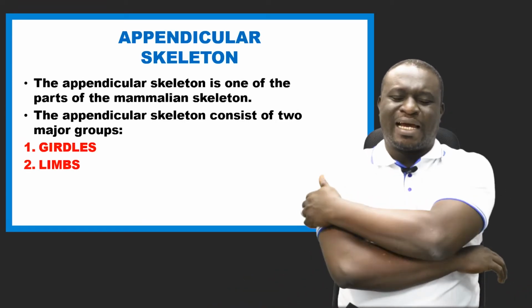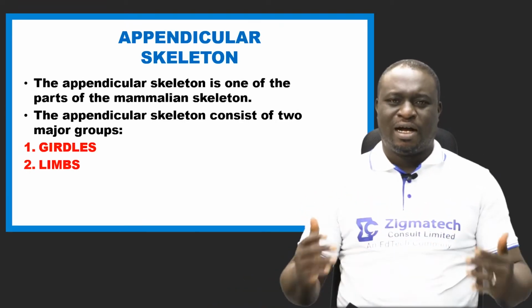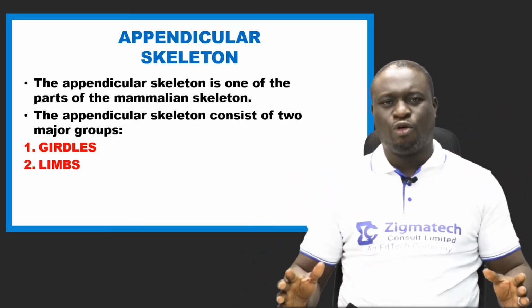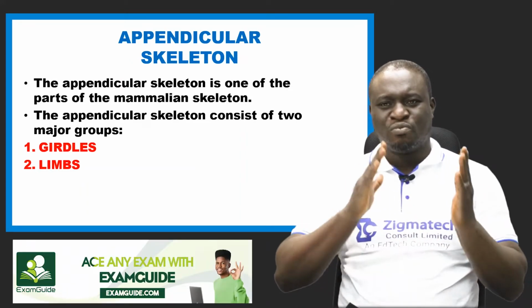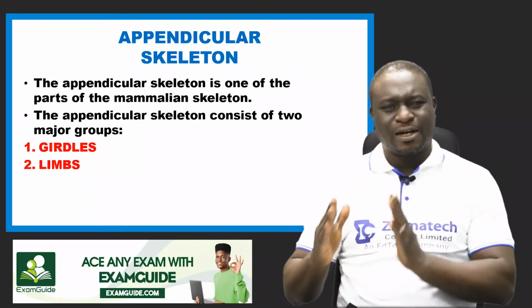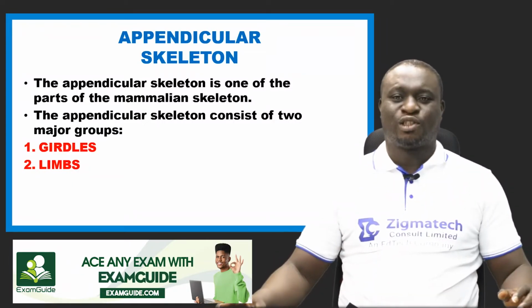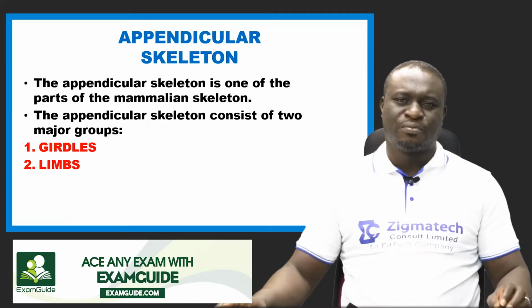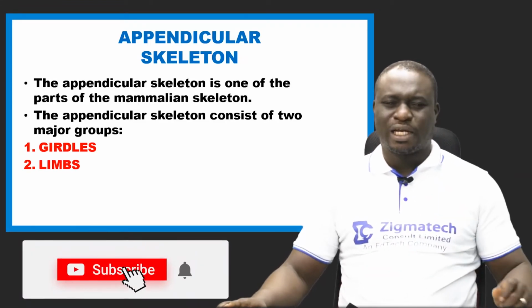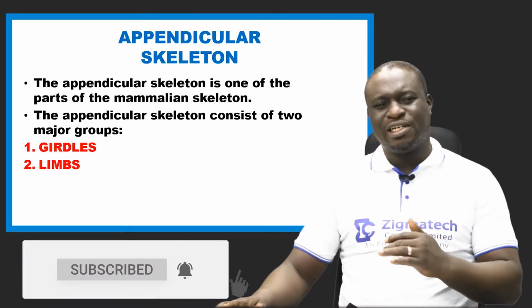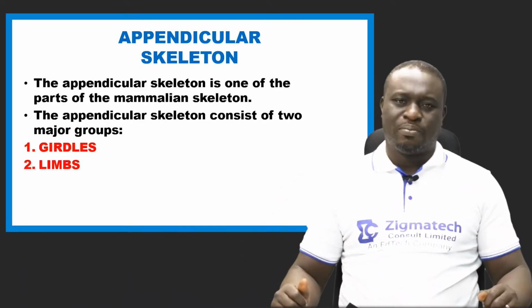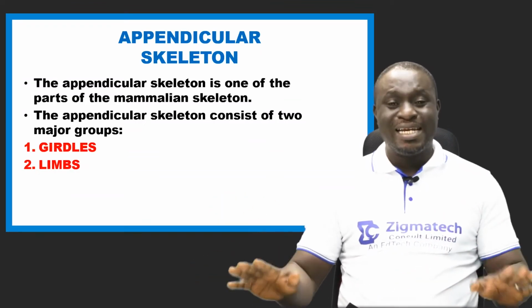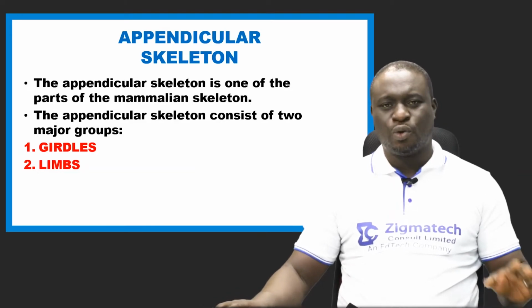We're looking at the appendicular skeleton. We said something about the mammalian skeleton as a whole. We said it's divided into two parts. The appendicular skeleton is the second part of the mammalian skeleton. It consists primarily of what we call girdles and limbs. And we will be discussing in detail what girdles are all about, where they are located in the body of the skeleton, and where the limbs are also located.